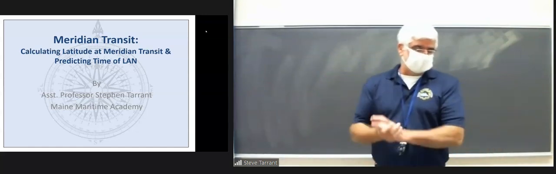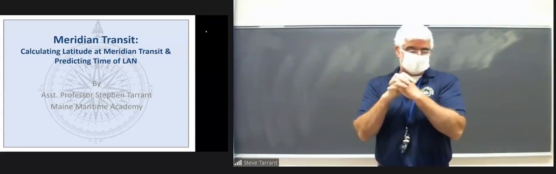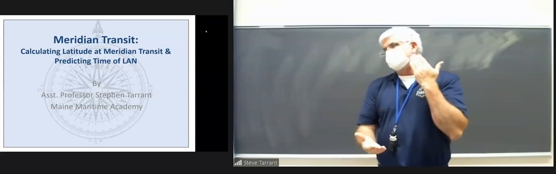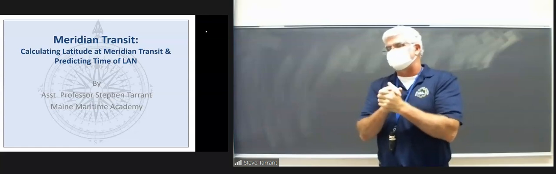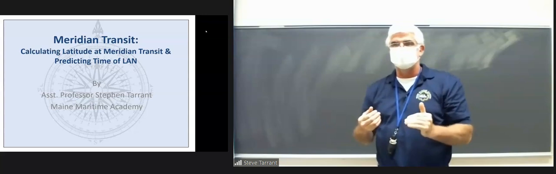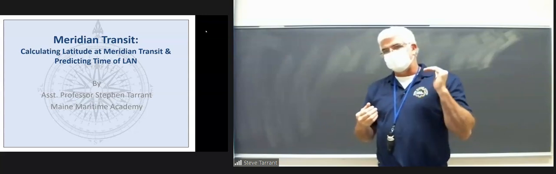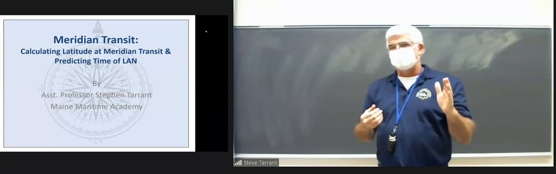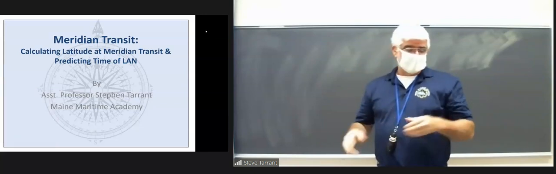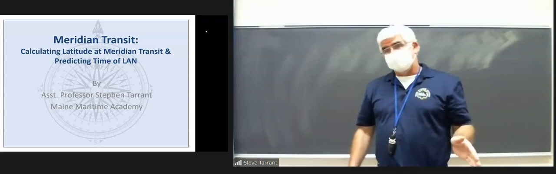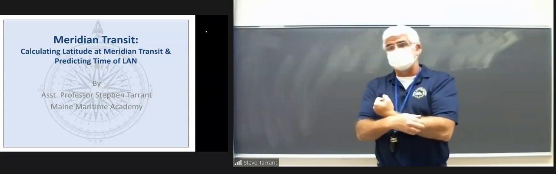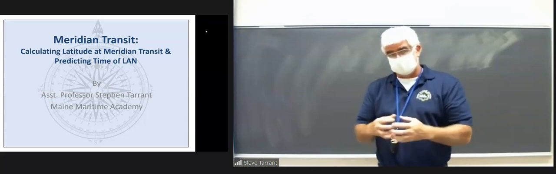So tonight we're doing the next topic, okay? Last Thursday, the first topic of this unit was going from calculate, and that's getting ready to plot a sun line, a star, a planet, a line of position. Tonight we're going to do LAN. So it's pre-computing the time of LAN and reducing and getting your latitude at LAN.